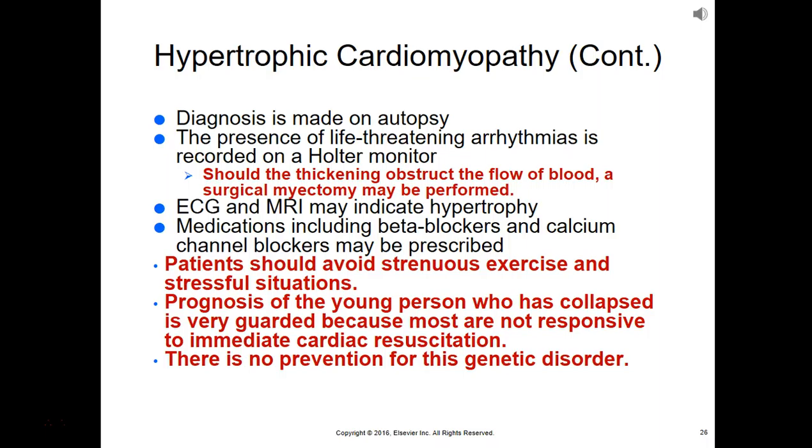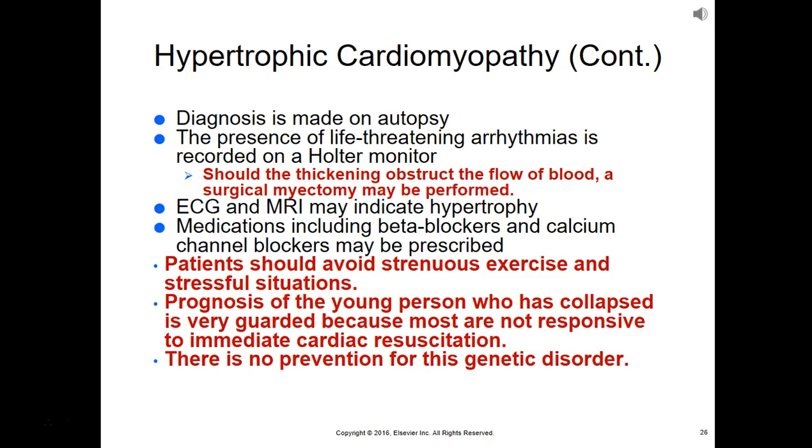Medications, including beta blockers and calcium channel blockers, may also be prescribed. Again, that's for the kids who survive an attack or who are discovered to have this condition prior to them collapsing. So patients should avoid strenuous exercise in stressful situations.